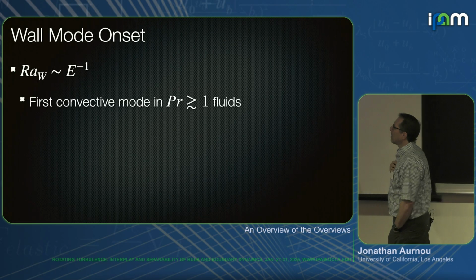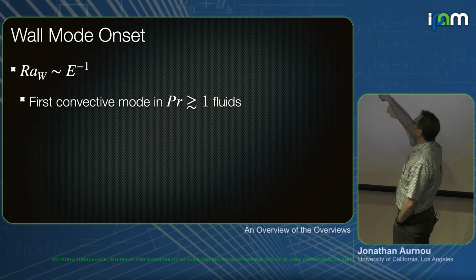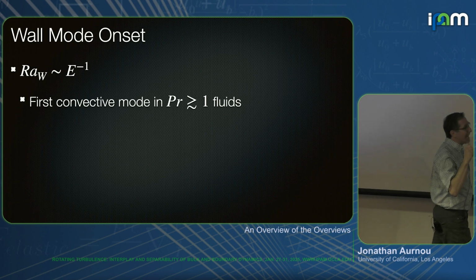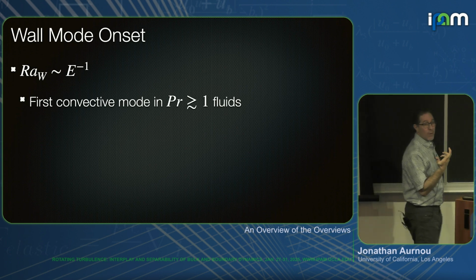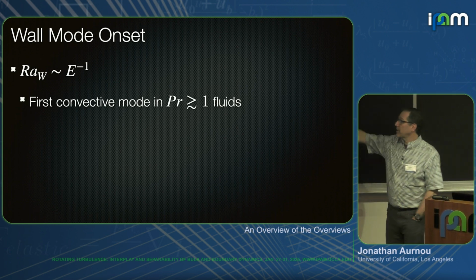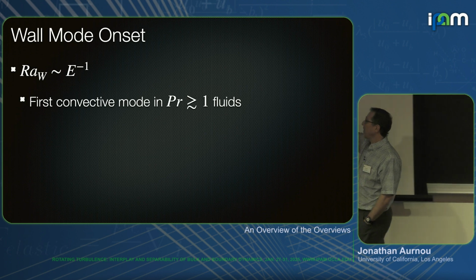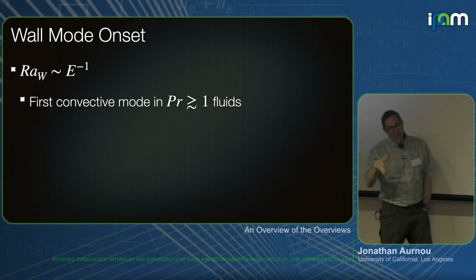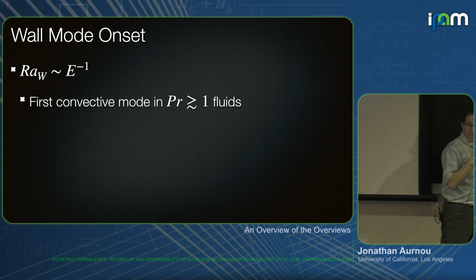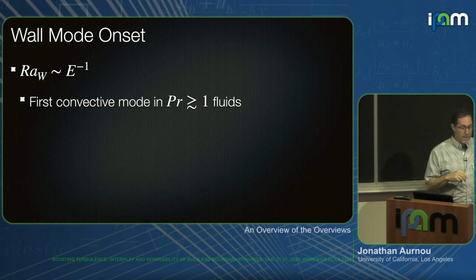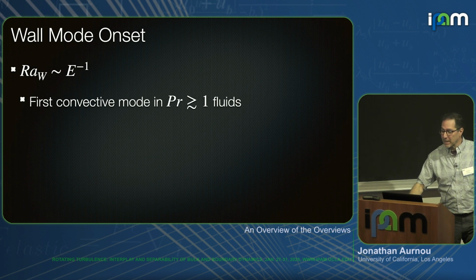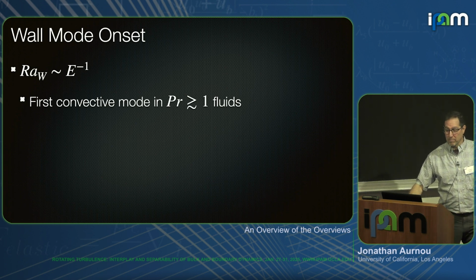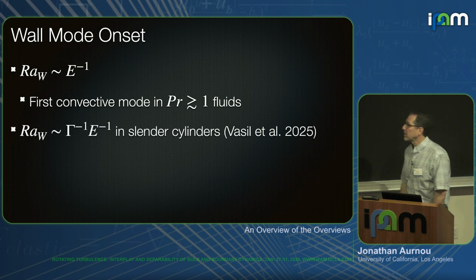The onset of wall mode convection goes as Ekman to the minus 1. So it's Ekman to the 1/3 easier to excite wall modes than it is to excite bulk modes. So it's often the first convective mode when Prandtl's greater than 1. If Prandtl's less than 1, then the oscillatory mode sometimes will kick in first. So in liquid metals, you can still have oscillations first. In higher Prandtl fluids, wall modes typically show up first.